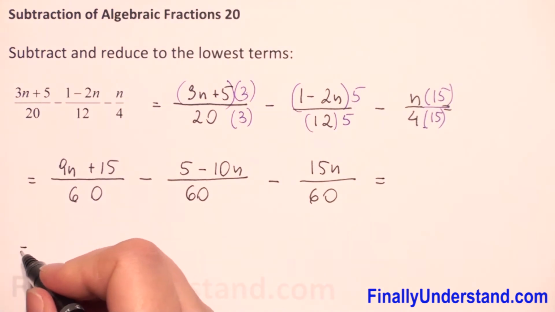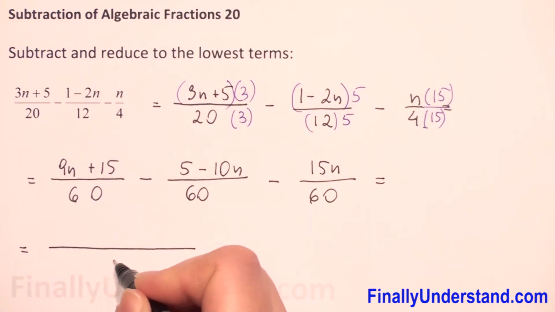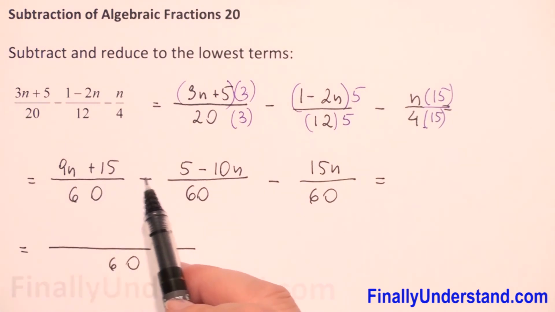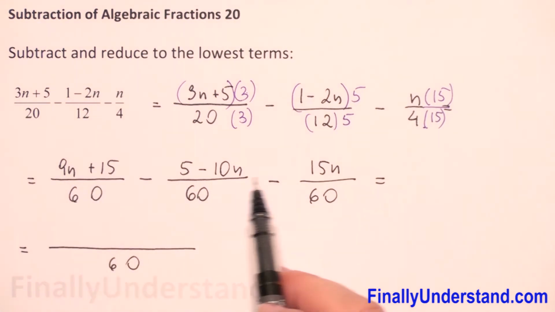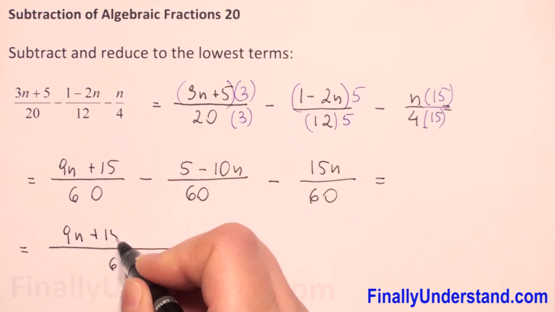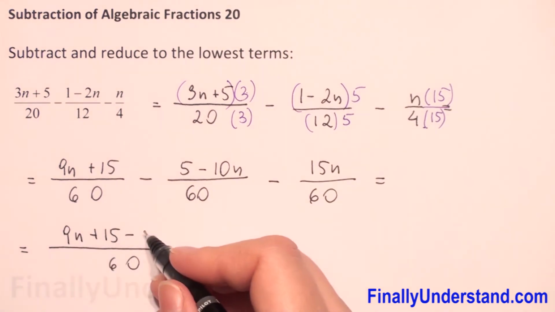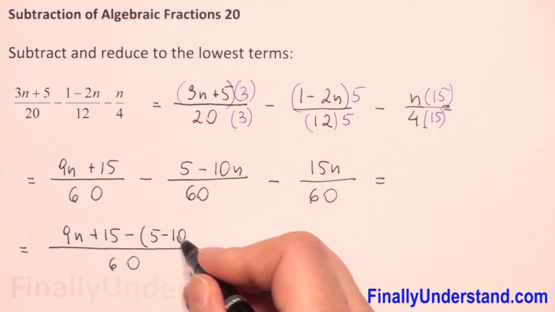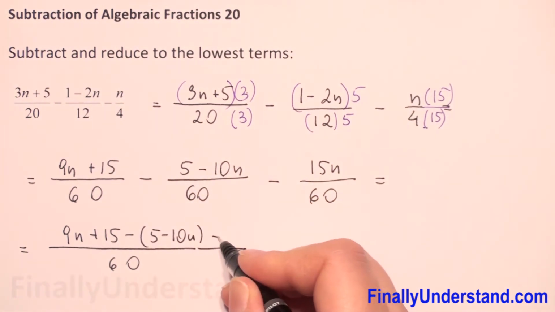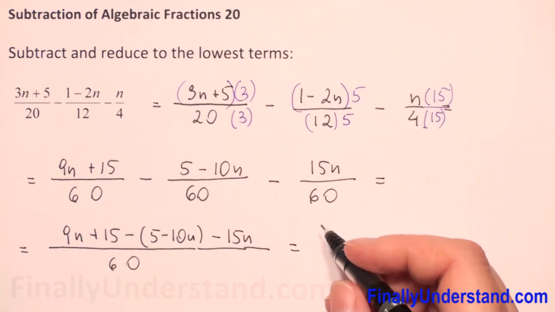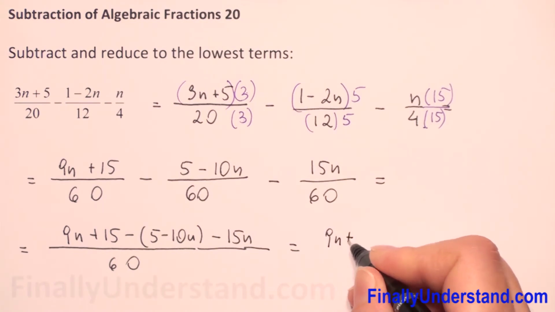Now when we have the same denominator, we just copy the denominator, and we have to go from the left side, we have to subtract the numerators. So we have 9n plus 15 minus, because we have minus, so we have to put in parentheses this whole expression. So we have 5 minus 10n, and we have minus 15n. So this is equal to 9n plus 15.